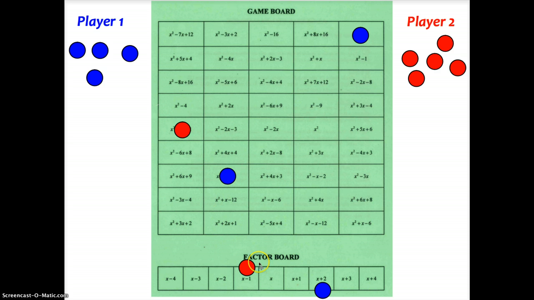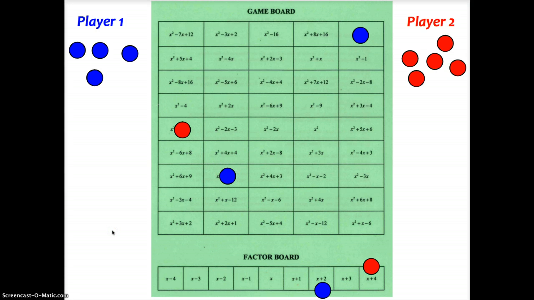So now it's player 2's turn. Player 2 is going to pick up their piece, move it where they want. So say they want it right here, and they're going to multiply these two factors together and put their piece on the correct location on the game board. And play continues back and forth like this until one of the players achieves a 4 in a row. Okay? So that's just multiplication of polynomials together down here.